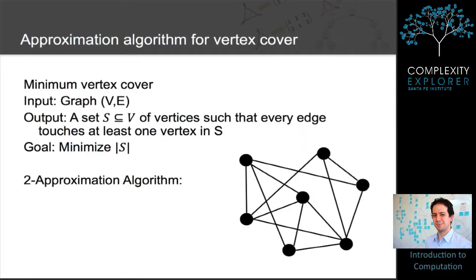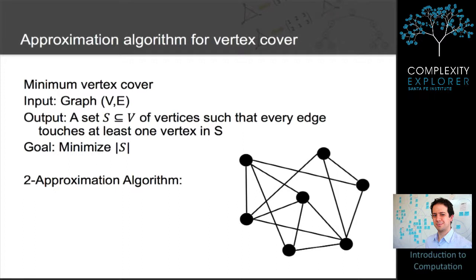The problem we're going to look at here is called minimum vertex cover. The input to this problem is a graph with vertices and edges, and the output is a set of vertices, which we'll call S, such that every edge in the graph touches at least one vertex in S. Such a set S is called a vertex cover. And the goal here is to minimize the number of vertices in the vertex cover.